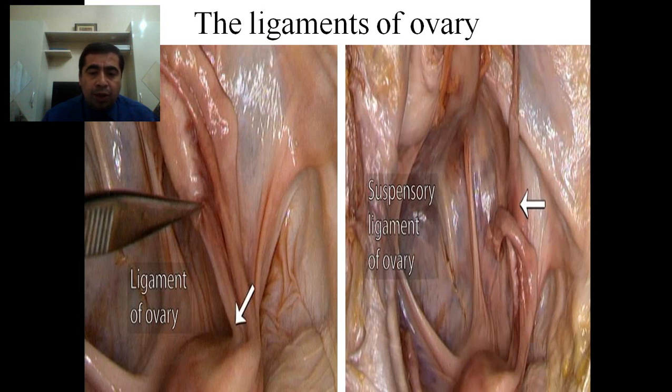The ligaments, which I have explained before, the two ligaments in the preparation, the proper ligament of the ovary and the suspensory ligament of the ovary. Within this last ligament there are many blood vessels which supply not only the ovary, but also the uterine tubes, and also the lower part of the ureters. It means during a gynecological operation you shouldn't ligate, you shouldn't close this ligament because it can lead to the necrosis of the ovaries.